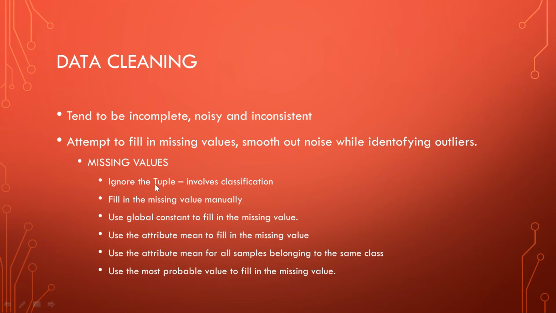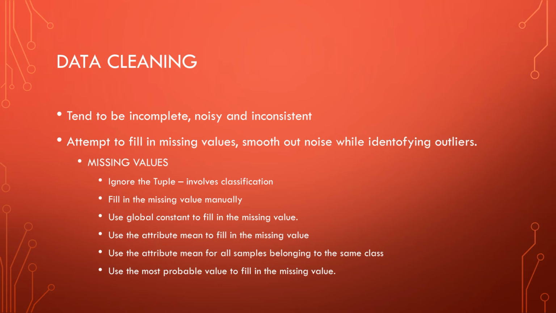This is usually done when the class label is missing, assuming the data mining task involves classification. This method is not very effective unless the tuple contains several attributes with missing values. It is especially poor when the percentage of missing values per attribute varies considerably. Next, we can fill in the missing value manually.